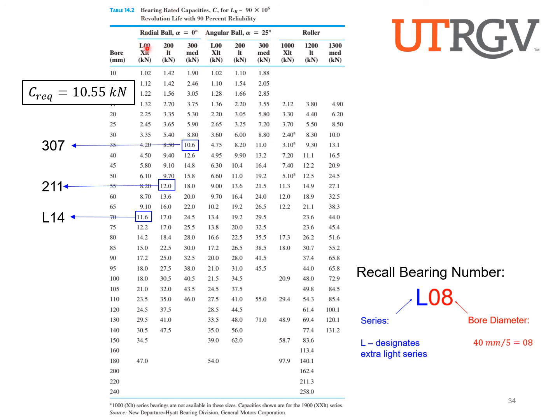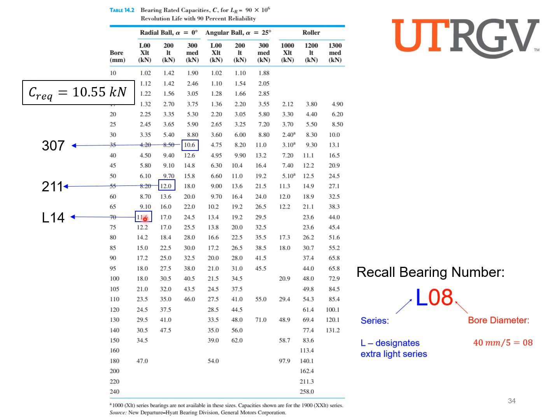So all we're going to do is go down the columns, and we want a bearing that can take 10.55 or bigger. And we've got options, because we have 3 different series of bearings: extra light, light, and medium duty. If we go down the extra light column looking for numbers greater than 10.5, we see that the bearing with the bore diameter of 65 can take 9.10 kilonewtons. This is not enough. The next bearing up, the 70, takes 11.6 kilonewtons. This is enough, since this number is bigger than the capacity that we require. So this would be the bearing that we would select if we want an extra light duty bearing.